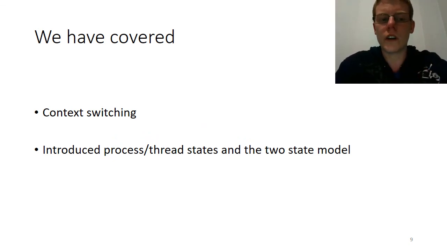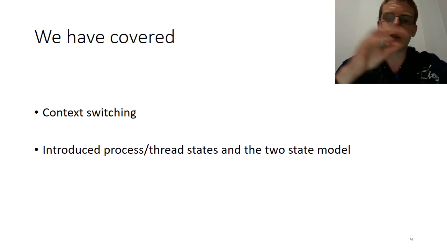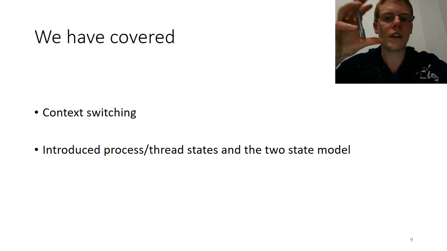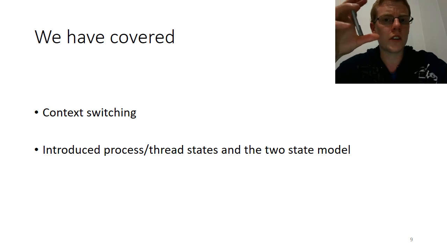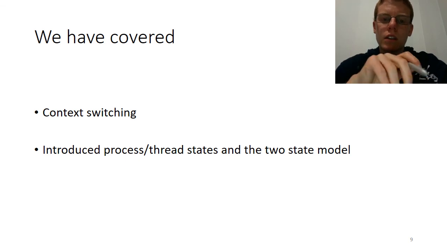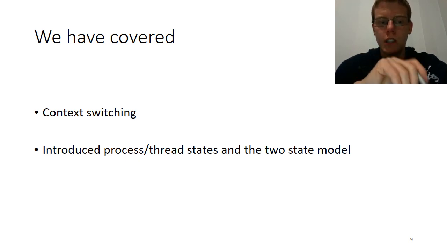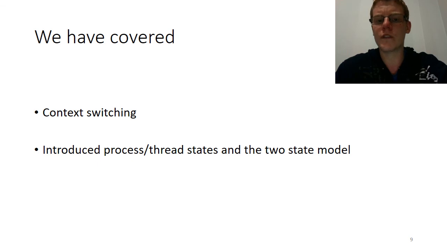In this video, we have gone over a very simple example of context switching. This example shows the core concept of it and highlights some of the trade-offs associated with swapping processes in and out of the running state, but there is a lot further detail that you will see in the lectures. We've also introduced the idea of having execution states for processes and threads, and we've introduced the two-state model. However, you will see more in-depth models in the lectures.